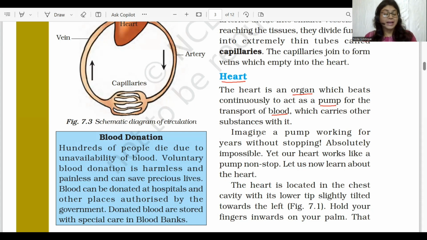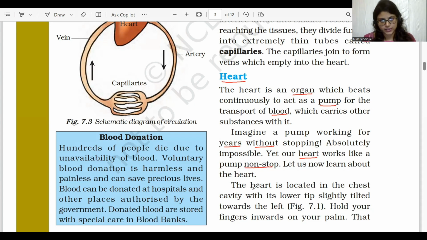Now, you all have to imagine a pump working for years without stopping. That is practically impossible. You all must have observed that all pumps, after certain years, stop working and we have to replace them. But our heart works like a pump non-stop. So now let's learn about our heart.